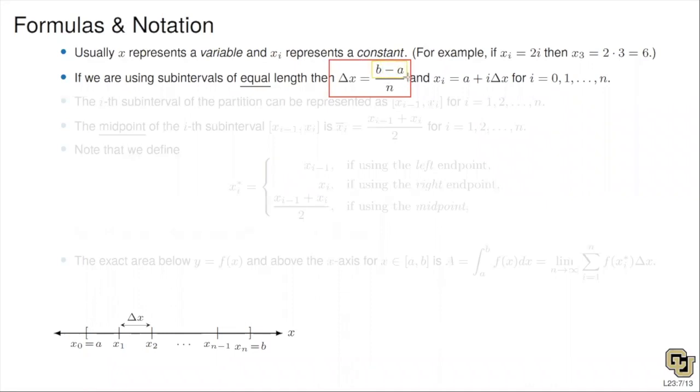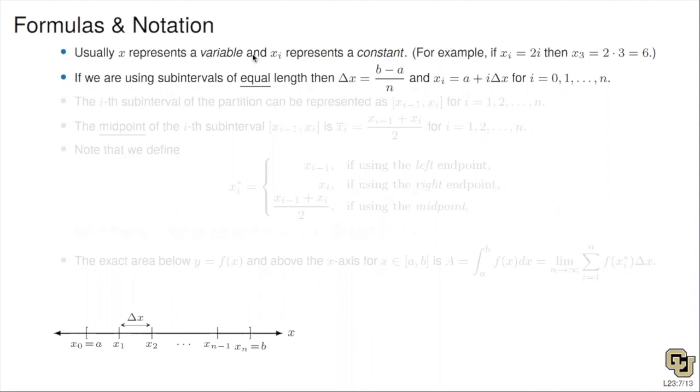b minus a is the length of the interval. The interval goes from a to b. So I'm taking the length of the interval, b minus a, and I'm dividing it into n pieces, right? That makes good sense because I'm literally taking my interval and dividing it into n subintervals of equal length. How would I do that? Find the length of the interval to begin with and divide it into n equal pieces. So that's a starting point. Once we have delta x, we can literally find everything else.